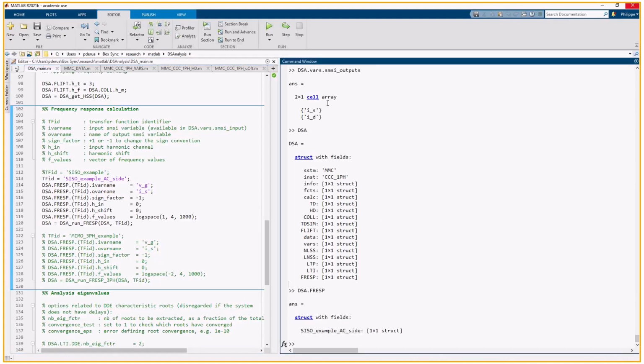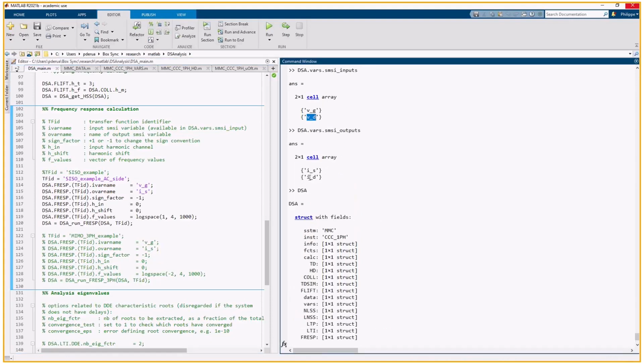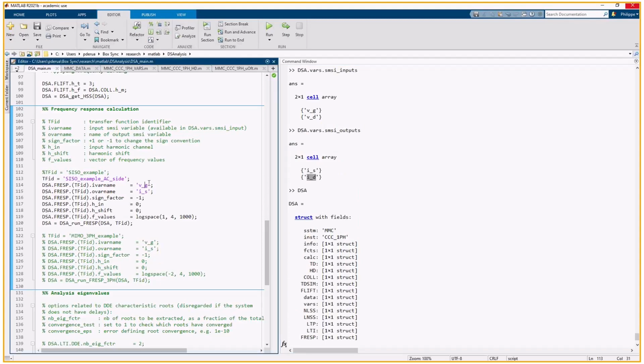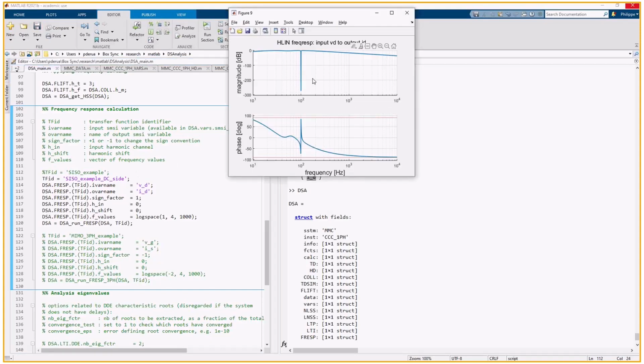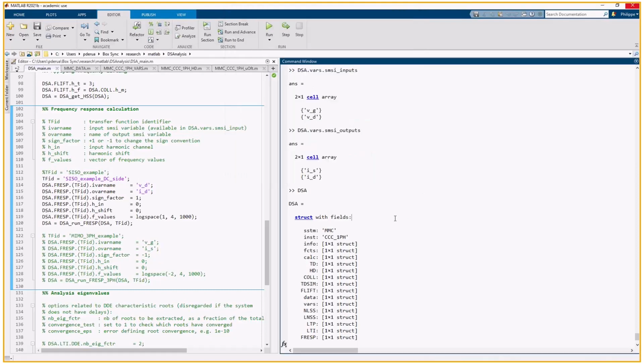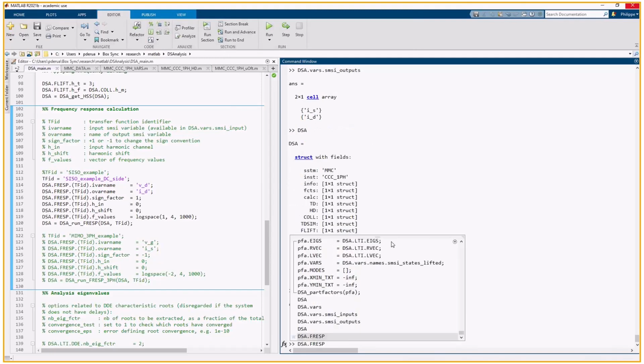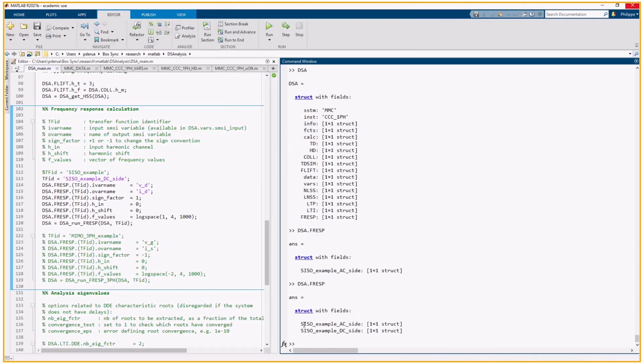Let's say if I want to do another calculation, let's see from the direct voltage to the direct current. This is something that I can do. Direct voltage to direct current. Here I will keep the original sign convention and say that this one will be called DC side. Okay, I have it. There it is. If I look again at the available responses, there is the one from the AC side and the one from the DC side.